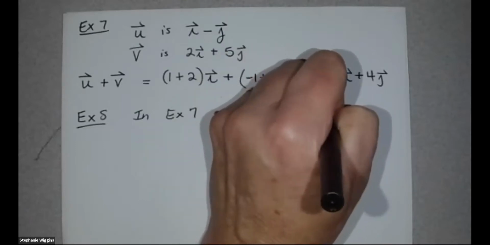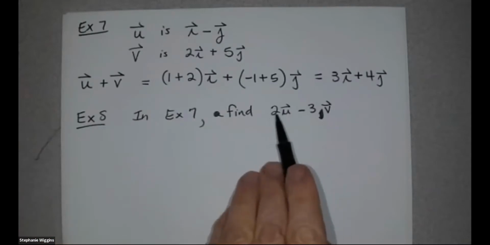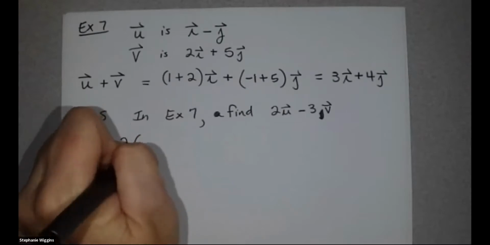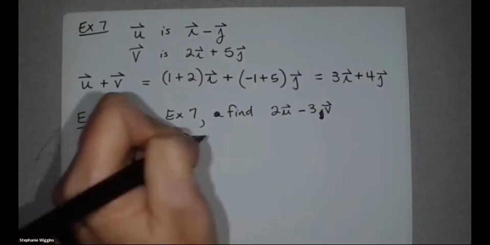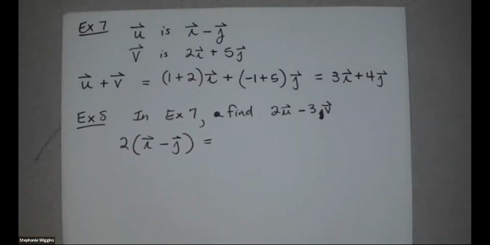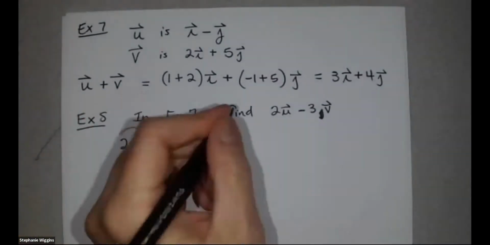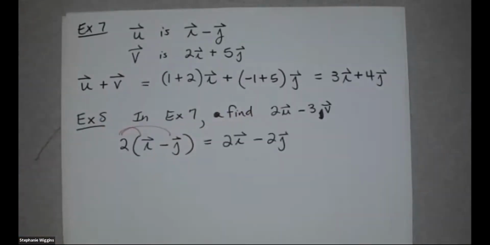I meant to write a v there. All right, so using the vectors in example 7, we want to find 2 times u minus 3 times v. So these are scalar multiples of our other vectors, u and v. So all we do is we take 2 times i minus j, because that's what u is. You just distribute your 2 to the i and to the negative j, and you get 2i minus 2j.